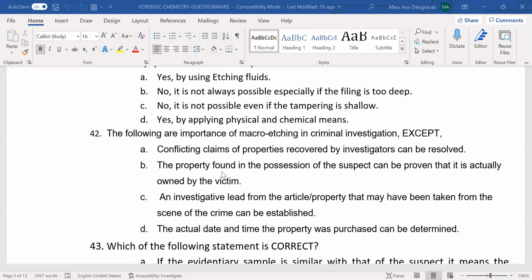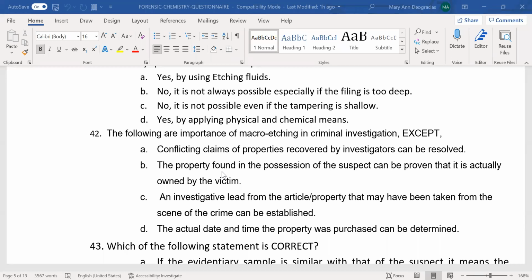Now, letter B. The property found in the possession of the suspect can be proven that it is actually owned by the victim. So once na na-restore na yung numbers, di ba magagaling ang mga criminal guys, no? Pwede nilang pekehin yung mga papel na hawak nila. But once it is established or it has been restored, yung serial numbers nung article is restored, tapos hindi nag-match doon sa hawak nila na papel, so malalaman na hindi talaga para sa kanya yun. O yung object na nasa possession ng suspect para doon sa victim pala yun.